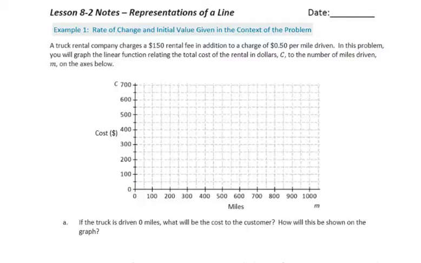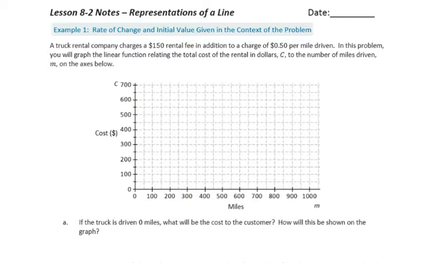Lesson 8-2 is the last review lesson we're going to do about lines and functions and equations before we start this next chapter on statistics. This is representations of a line. It talks about the rate of change and initial value given the context of the problem.